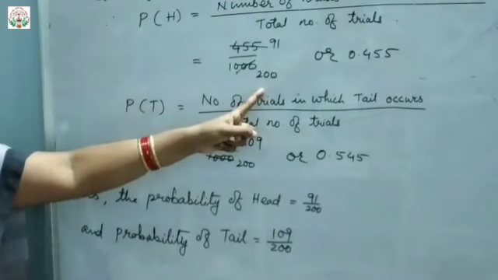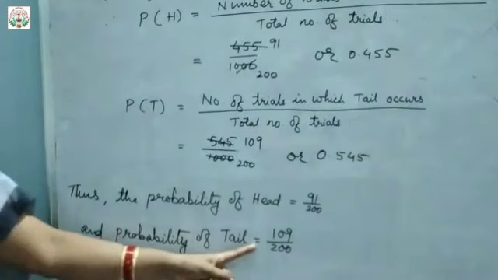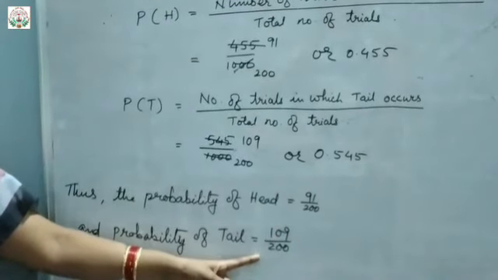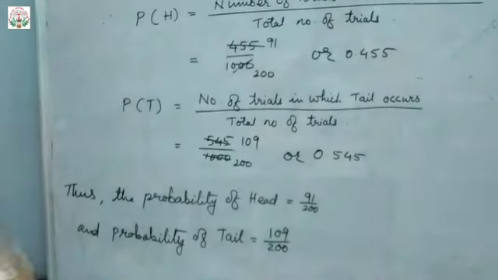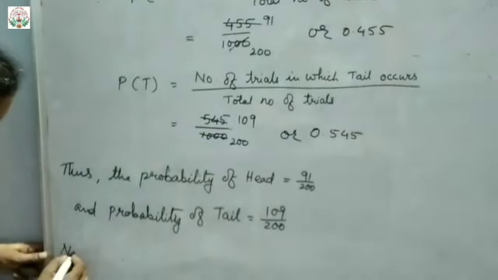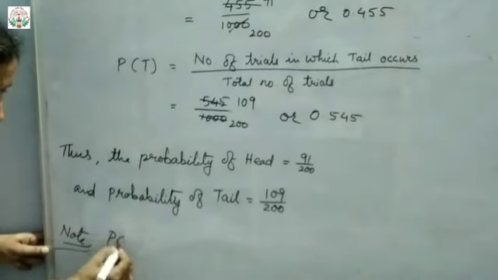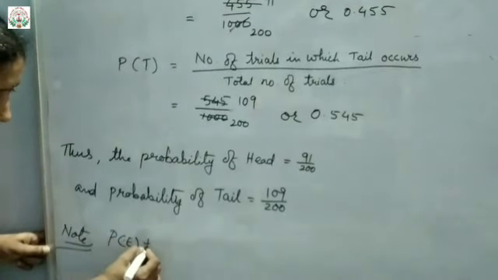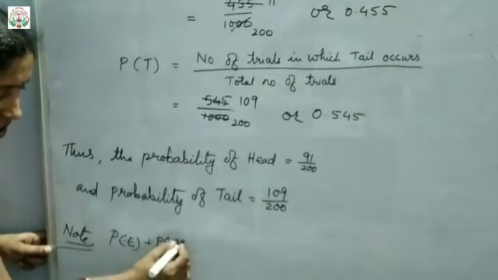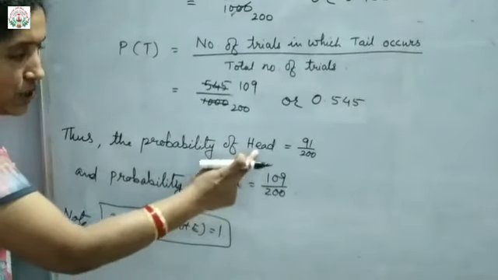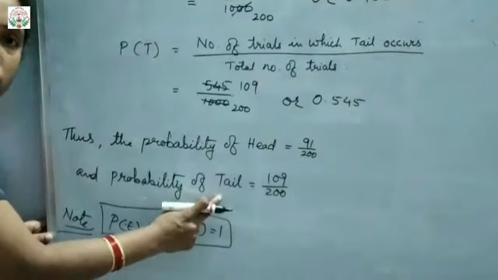So the probability of head is 91 upon 200, and probability of tail is 109 upon 200. So when you add, that means the formula we know. This is not given in the question, but just see the formula I have written: probability of E plus probability of not E equals 1. Now here we will use that only.